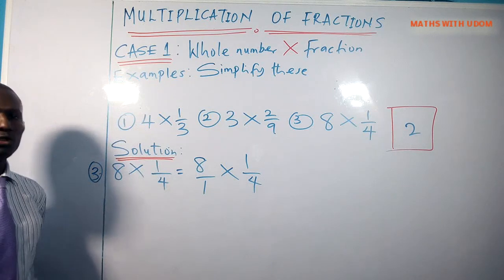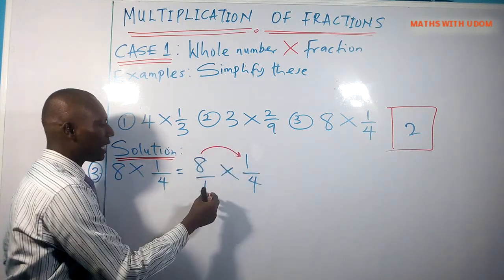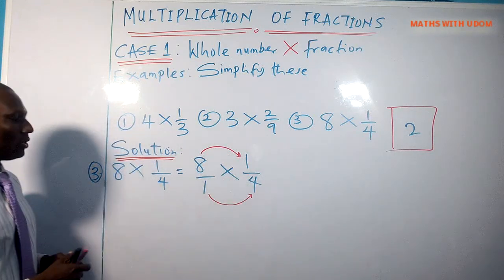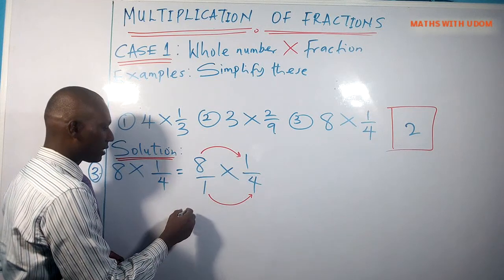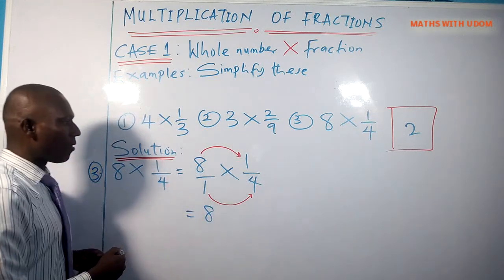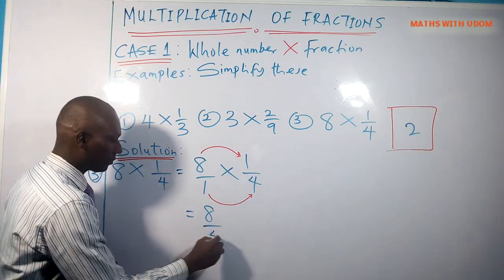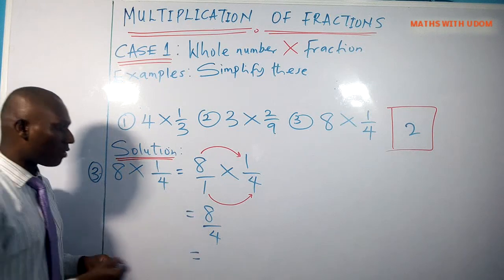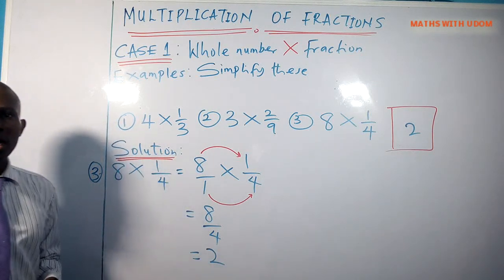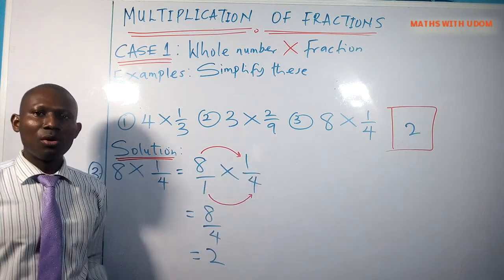So the next thing we need to do is to multiply the numerator together and denominator together. So we have 8 times 1 will give us 8, while 1 times 4 will give us what? Will give us 4. Okay, and finally 8 divided by 4 will give us what? 2 as our final answer, which is exactly the same thing in the box over there.